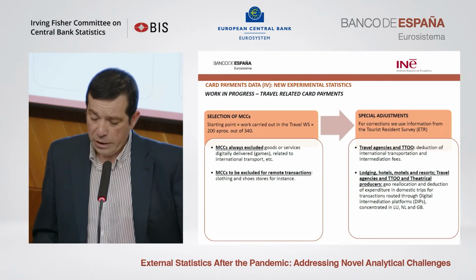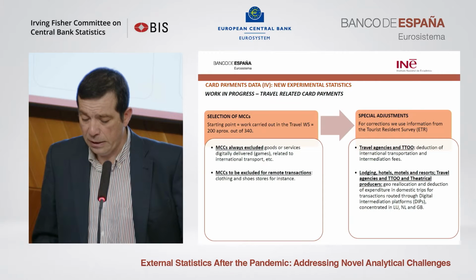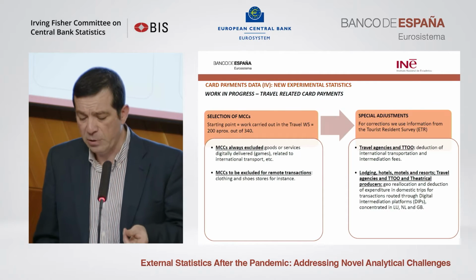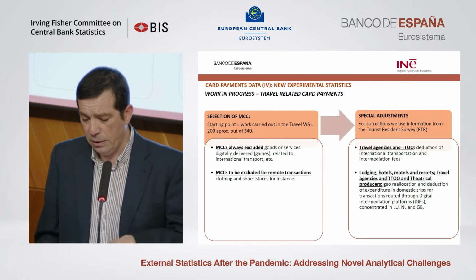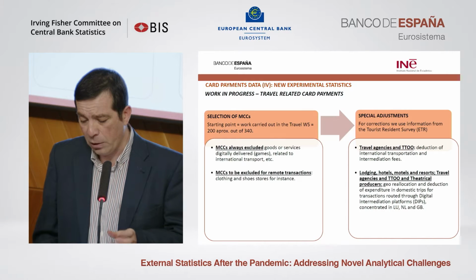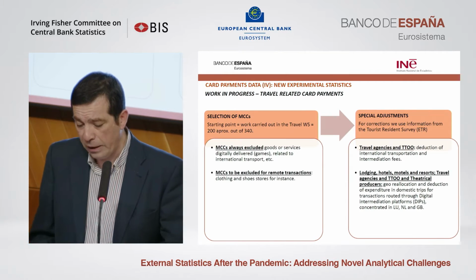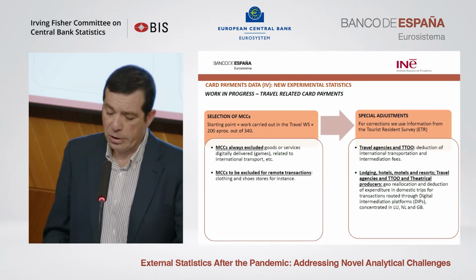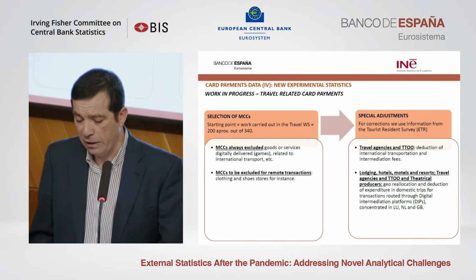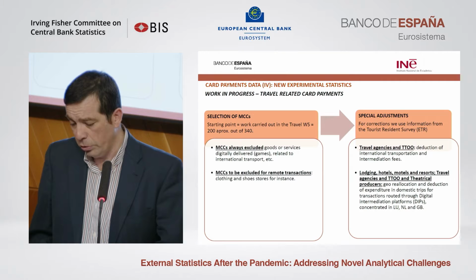As I mentioned, we are working on a new experimental statistic. The starting point is a list of MCC related to travel. We rely on the work of the travel workshop. We had approximately 200 codes related to travel out of the 340. Then some decisions on the codes included were made.